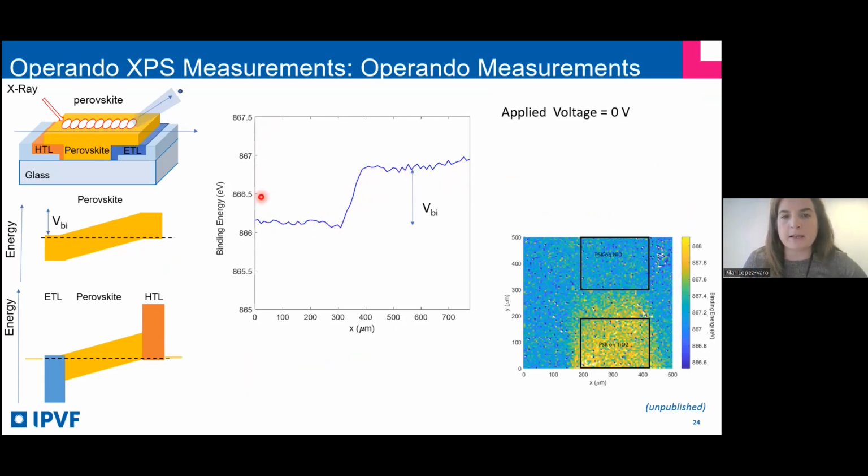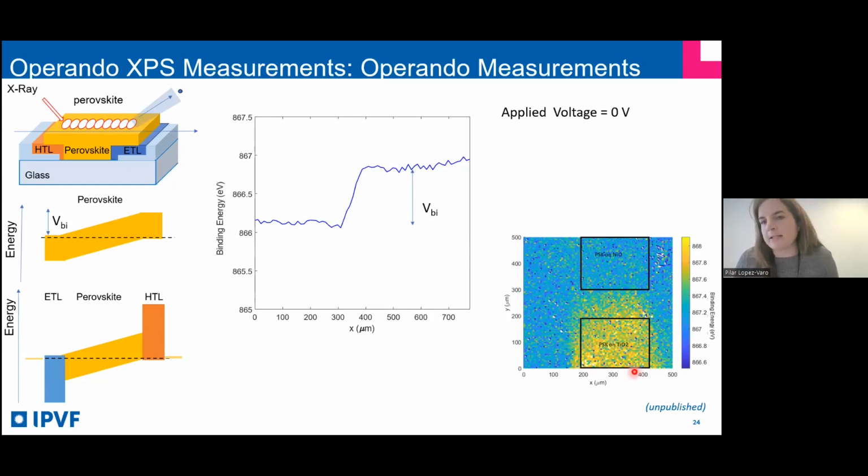I am representing the binding energy as a function of the position in the channel. We see again this built-in potential. This slope is quite linear, so we shouldn't have too many ions. Also, we make a mapping of all the structure, and like this we can see how it is distributed, not only in the channel, but also horizontally.